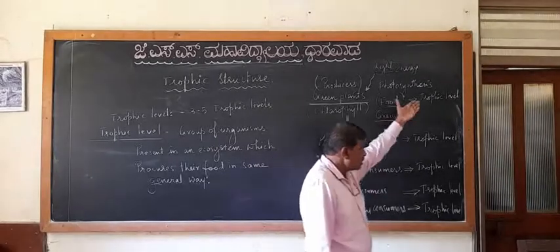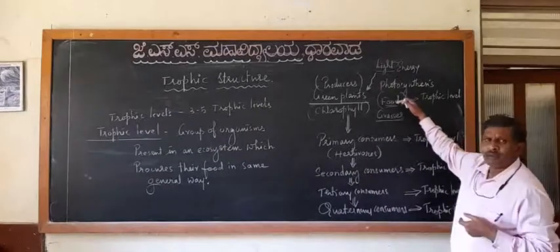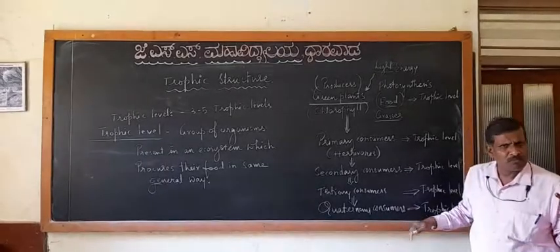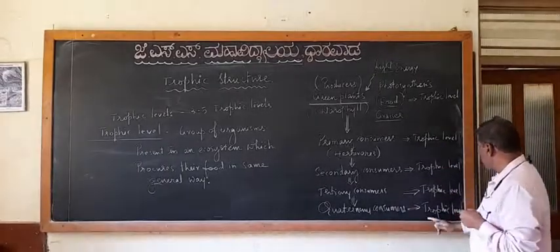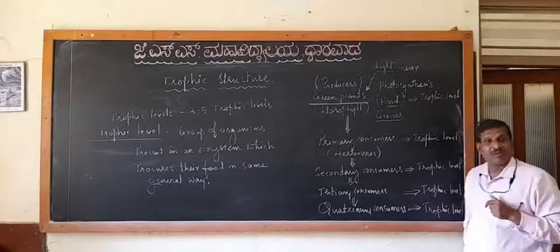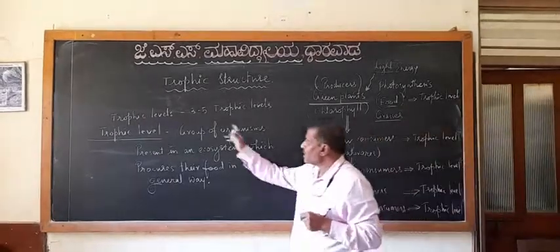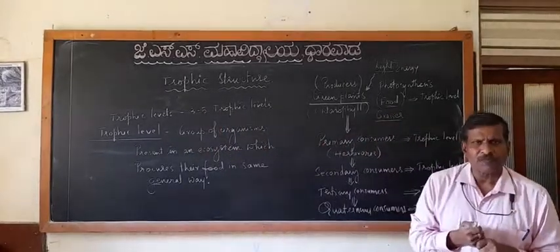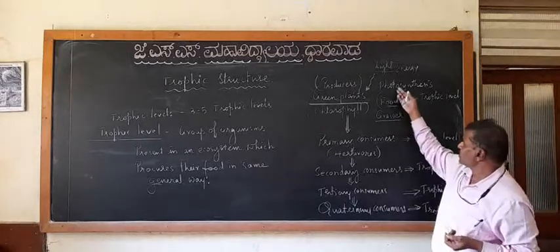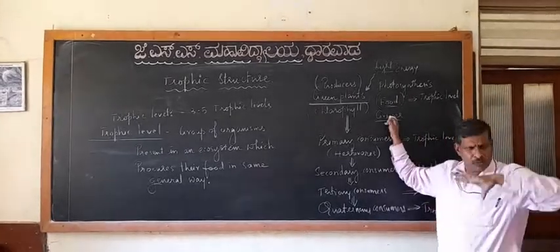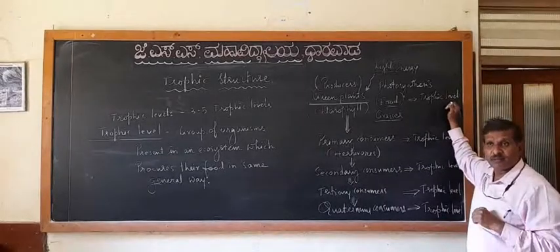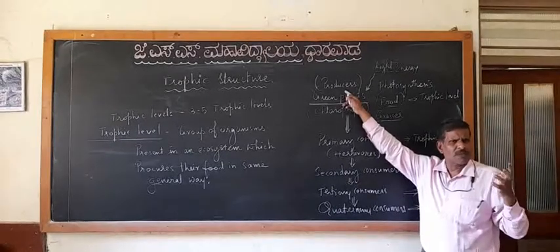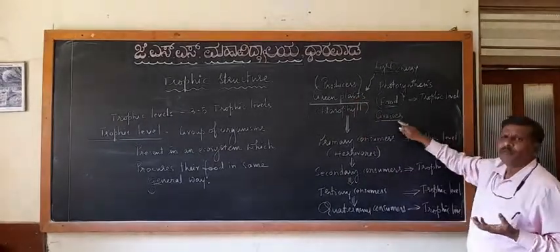Okay, if you consider the ecosystem, how many trophic levels are there? Minimum, we find 3 trophic levels. Maximum, we will find about 5 trophic levels. That's why I told you there are 3 to 5 trophic levels present in ecosystems. For example, if you consider the grassland as an ecosystem, we find grasses as the producers. All the grasses prepare their food by way of photosynthesis.